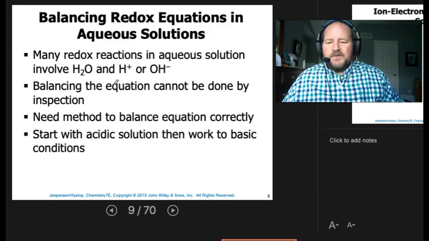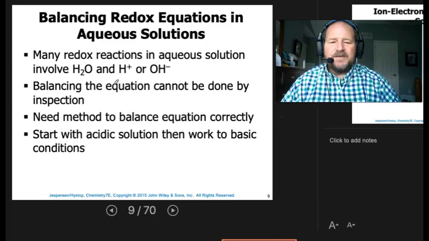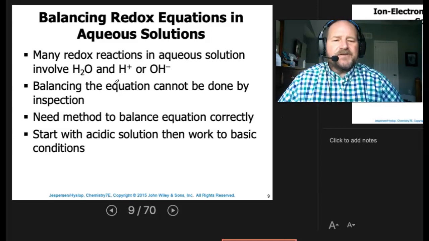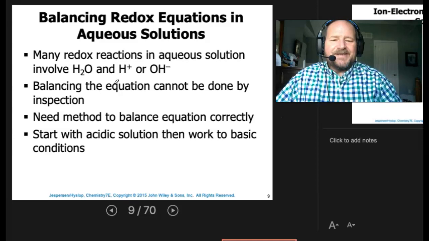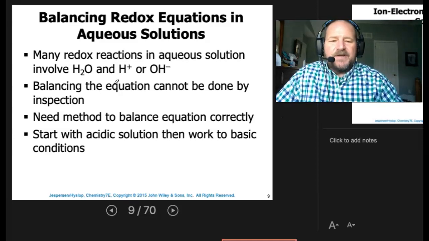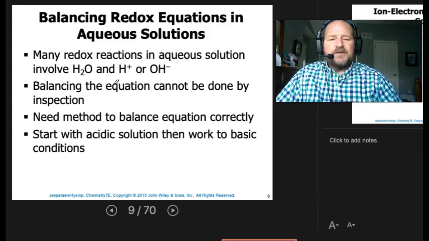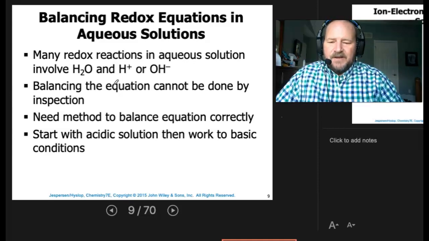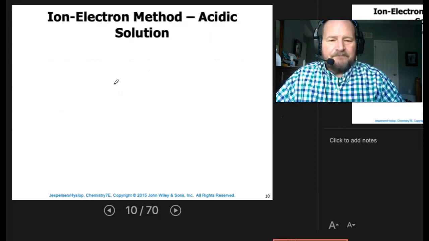So what we're going to do is start with an acidic solution and then work to basic conditions. We're always going to say we're in an acidic solution. When we go to look at basic solutions, you're still going to be solving with an acidic solution format. You'll see this as we go through. I'll point it out again.